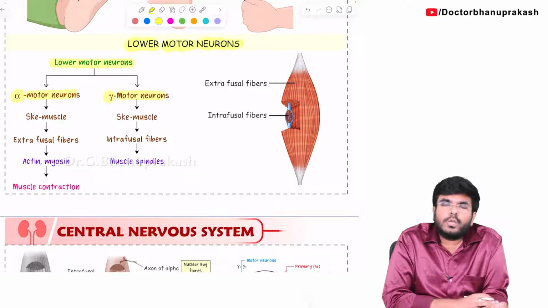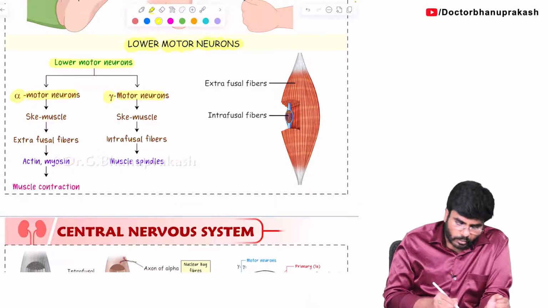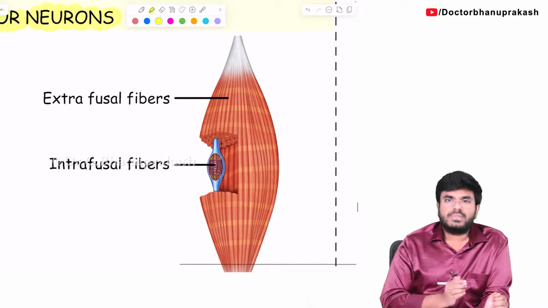Now where will these lower motor neurons go? Lower motor neurons are going to cause the contraction of the skeletal muscle. So both this alpha motor neuron as well as gamma motor neuron are going to the skeletal muscle only. Now look at the skeletal muscle. You have to know some important things.